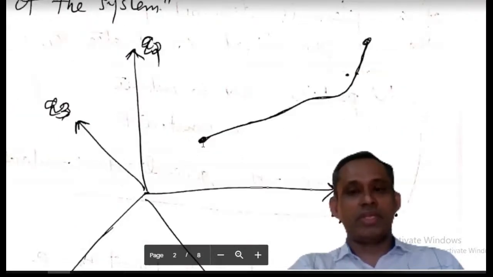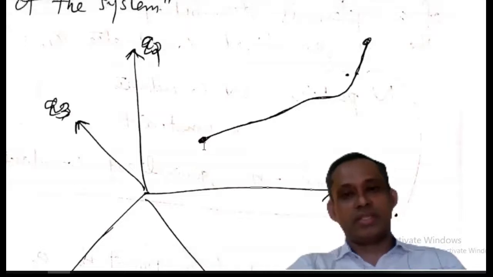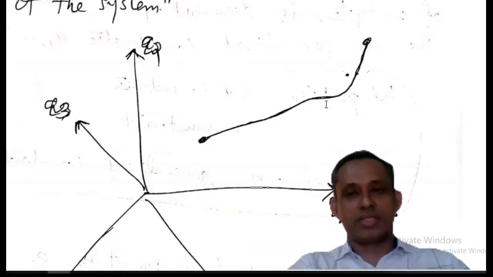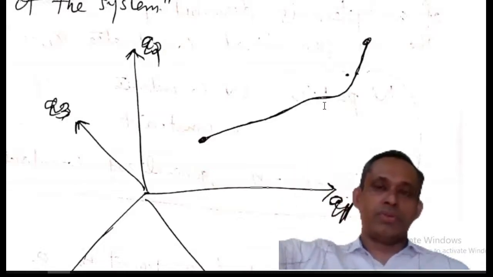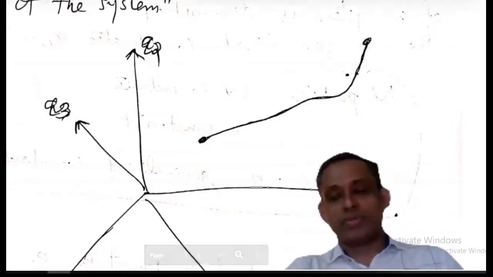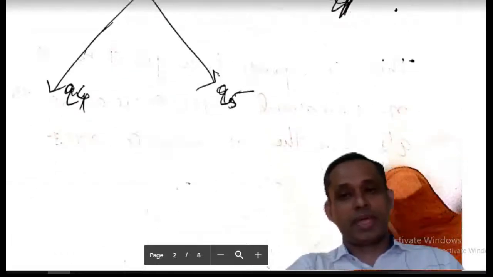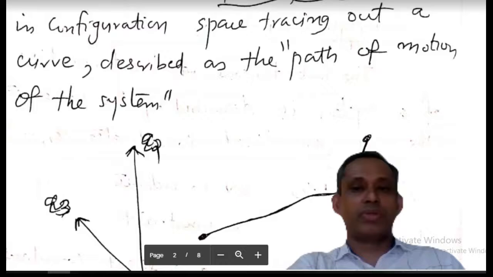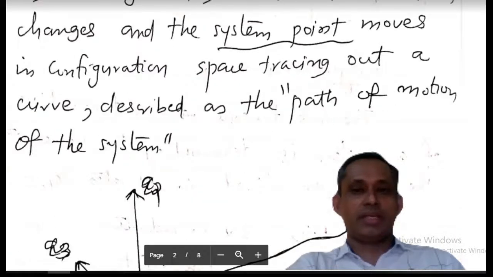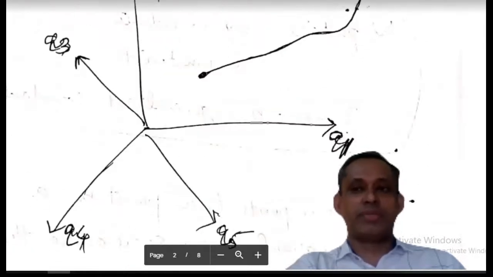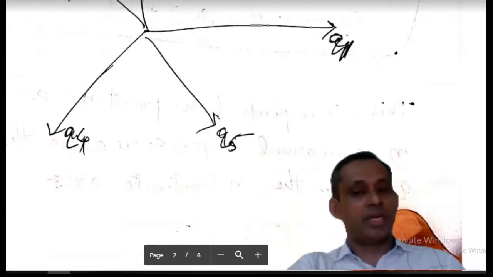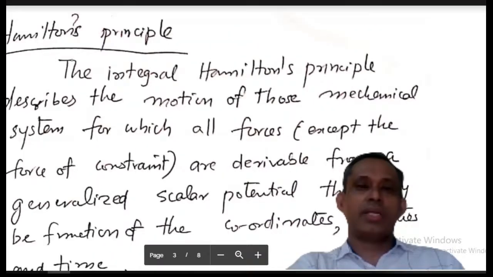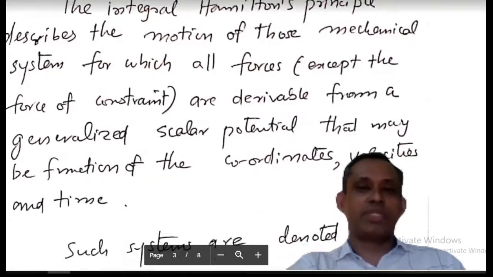So the system point at some instant is here, then it gradually moves through the configuration space because q1, q2, q3, qn are all changing with respect to time. So that's about the configuration space and the path of motion of the system represented in the configuration space. Now we can discuss Hamilton's principle.